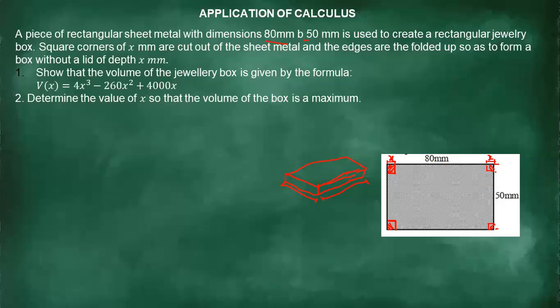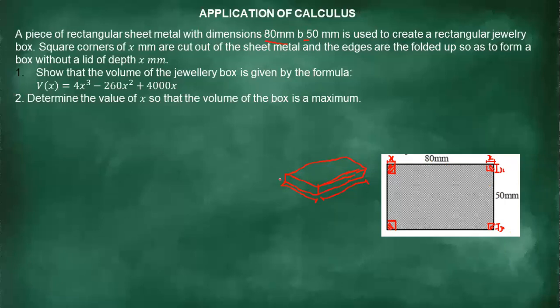The same applies with this width. This side is x, and this side is also x there. Then if you minus out this 2x, it's going to be 50 minus 2x. All right, that is going to be our new width.